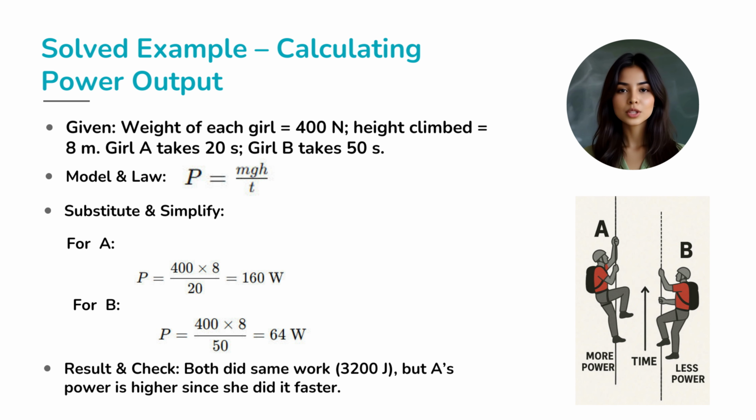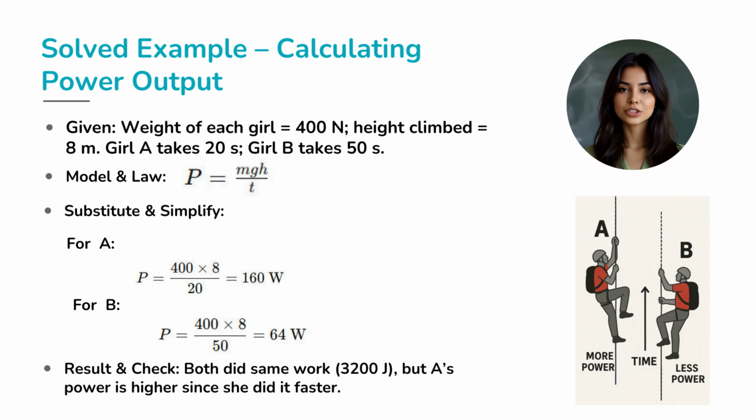Alright, time for a real numerical example. Let's put physics to work. Two girls, A and B, both weigh 400 newtons and climb a rope 8 meters high. Girl A takes 20 seconds and girl B takes 50 seconds. We know that P equals mgh divided by t. Let's calculate. For girl A, power equals (400 × 8) divided by 20.